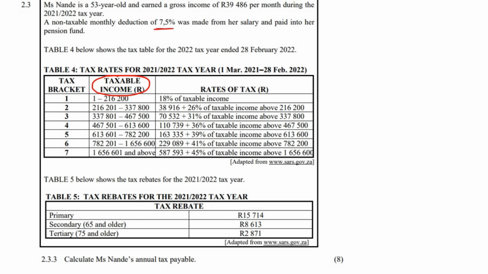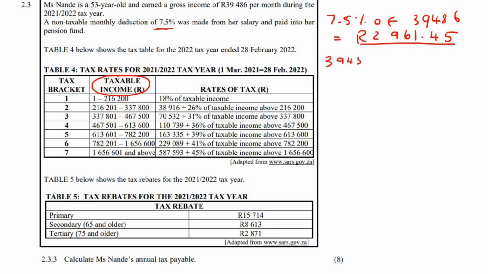So the 7.5% is not allowed to be taxed. So we need to first work out what is 7.5% of 39486. And if we work that out, it is 2961.45. So that amount is not allowed to be taxed. So let's quickly subtract now so we can see how much is allowed to be taxed. And if you subtract those two values, you end up with 36,524 Rand and 55 cents.